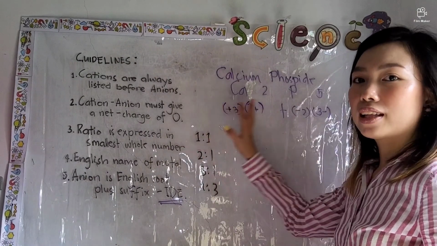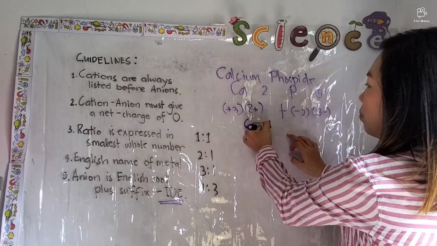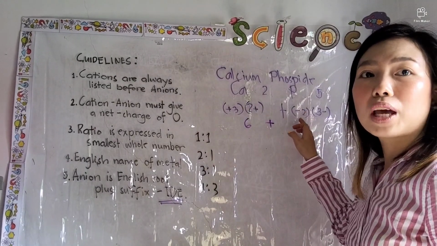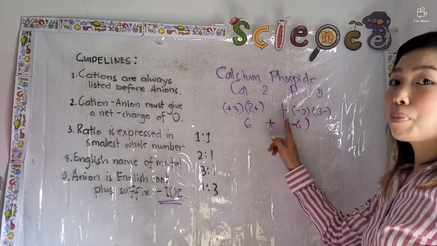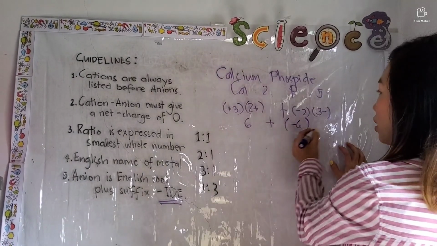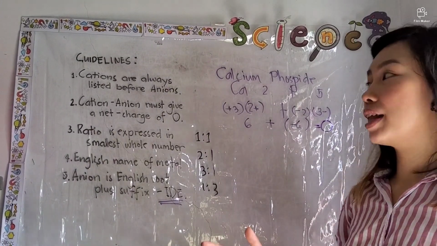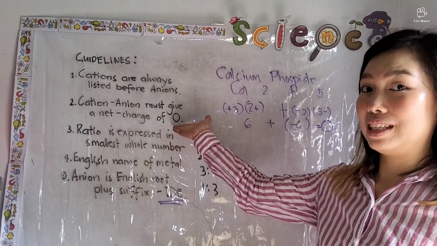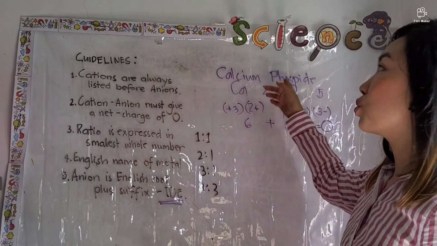So, i-multiply natin ang tigkabilang side. 3 times 2 is 6. Plus negative 2 times negative 3 is negative 6. 6 plus negative 6 will give you 0. So, na-achieve na natin ang net charge of 0. So, you may now show me the chemical formula for the calcium phosphide.